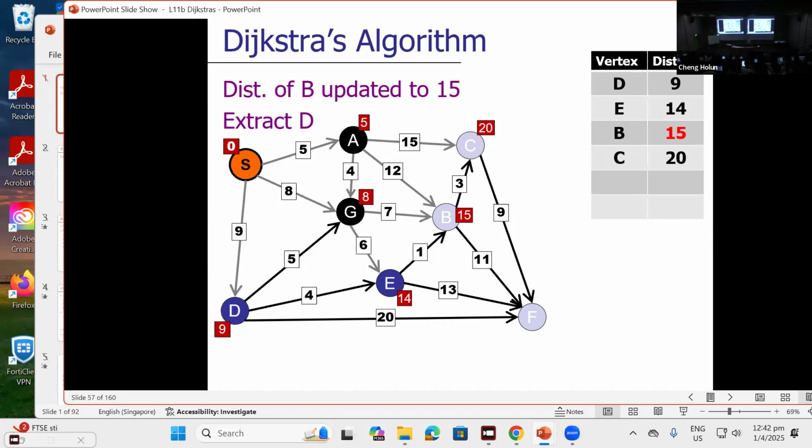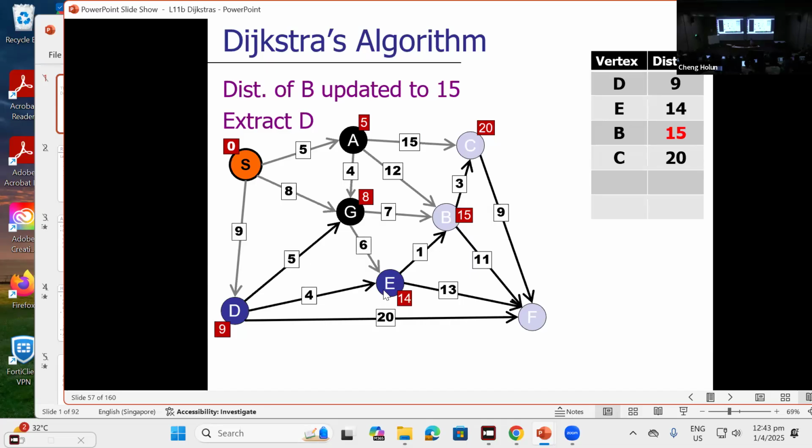D. Extract D. And what are its neighbors? Its neighbors are G, E, and F. But wait a minute. This is another little trick. G is already out of the queue. Remember? Last time, I already dequeued G. So do I still need to relax DG now? No need. One of the things is that when your neighbor has already left the priority queue, you don't have to care about them. So I don't need to relax DG.